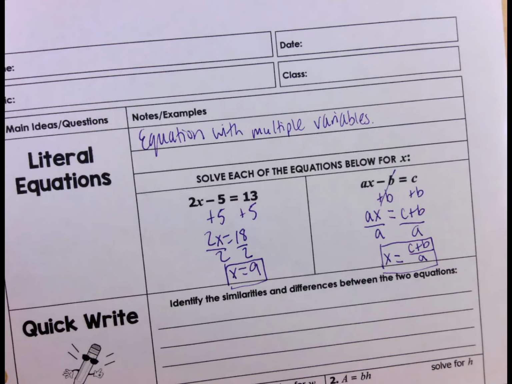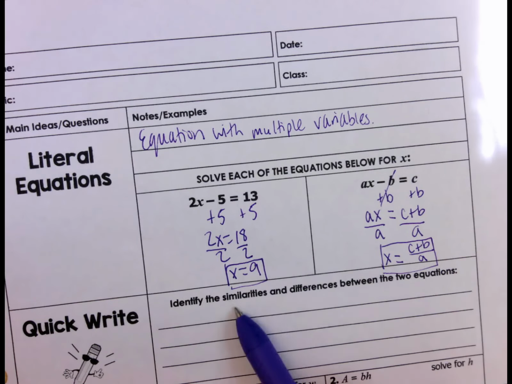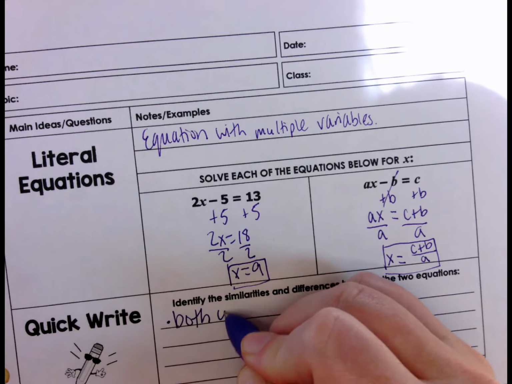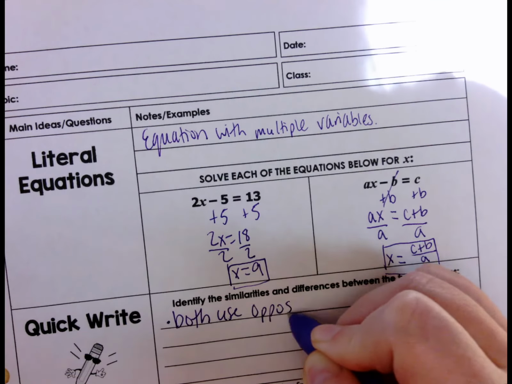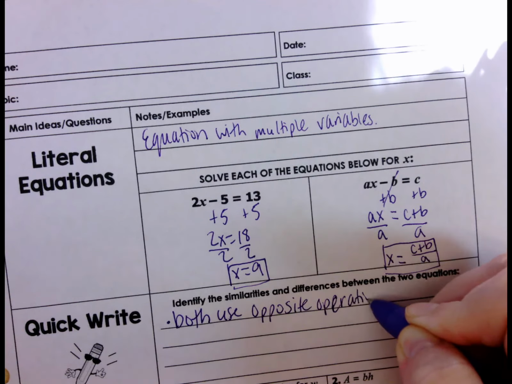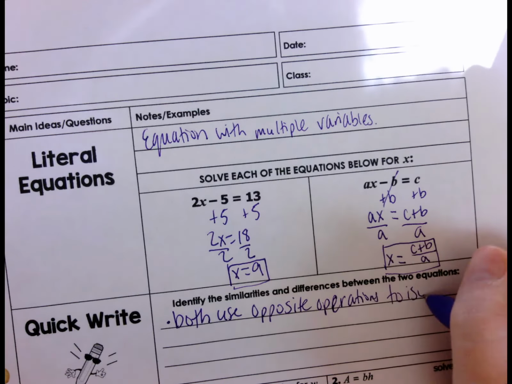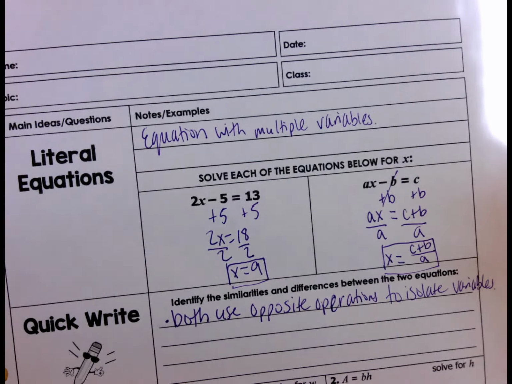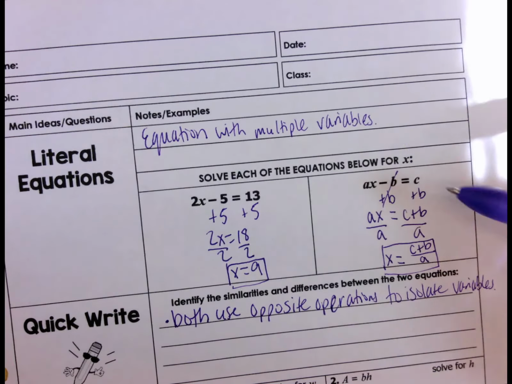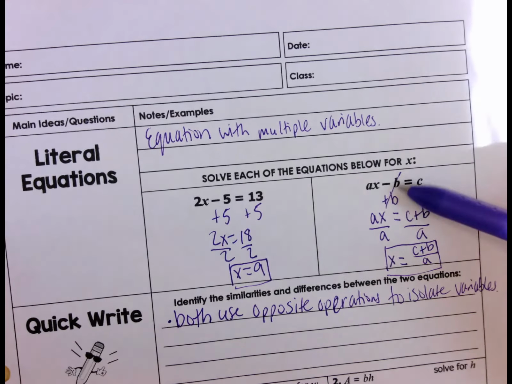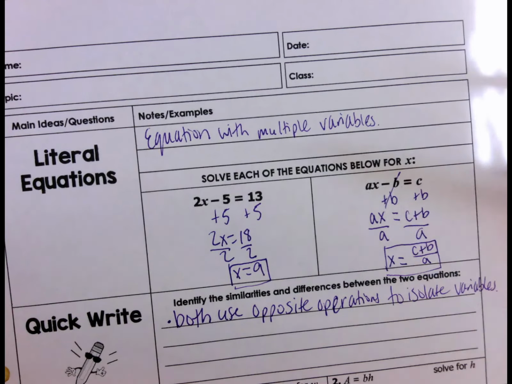Okay? So, a couple things. One thing that is similar between the two is that both use opposite operations to isolate variables. Okay, so as we're looking for a variable, we're going to be using those opposite operations. So for example, this was a negative, so to get rid of it, we added it, right? Same thing over here. It was a subtraction, so we added it to get rid of it.